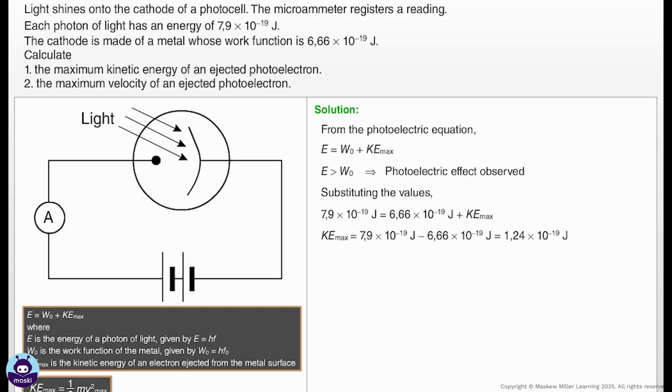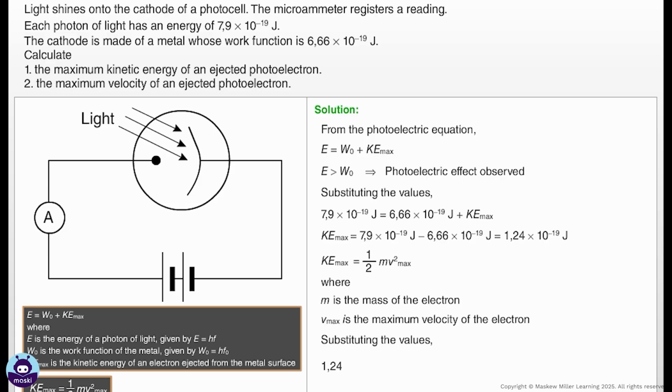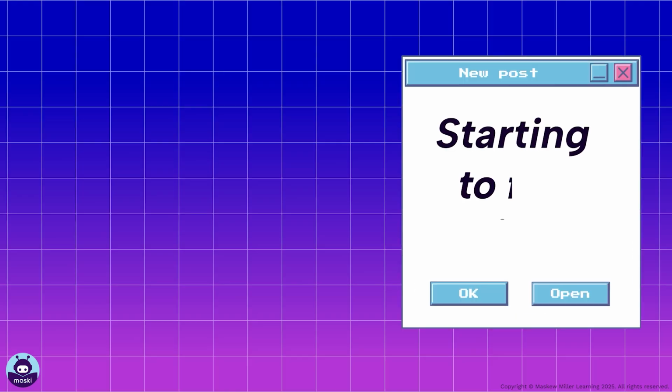We can find the velocity of a photoelectron using kinetic energy max equals half m Vmax square, where m is the mass of the electron. Vmax is the maximum velocity of the electron. Substituting the values. Vmax equals 521,755 meters per second.